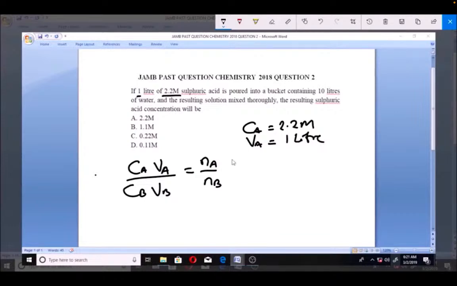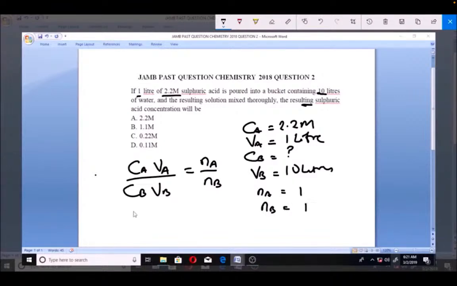Now, what is Cb? It is the resulting concentration when it is thoroughly mixed, which we don't actually know. Now, what is Vb? It is the volume of the water this time around, which we are giving as 10 liters. Now, what is the number of moles involved? If you write the chemical equation, you will find out that Na is 1 and Nb is also 1.